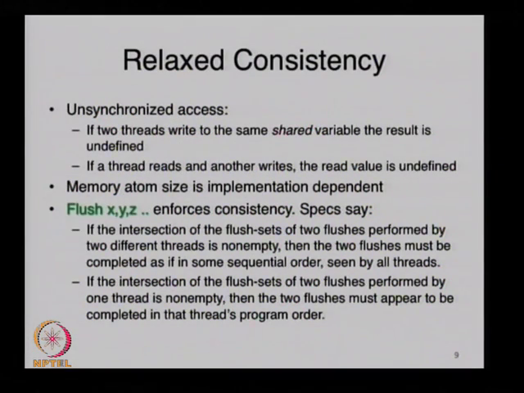Okay, you can't say A got flushed and the remaining things for that guy got flushed, and then this guy's remaining things got flushed. So the entire flush is atomic. And if the intersection is empty, then it doesn't matter which order you do them in. That part is not listed here, although it's implicit: if two flush sets are disjoint, nothing is specified about which order they happen in.